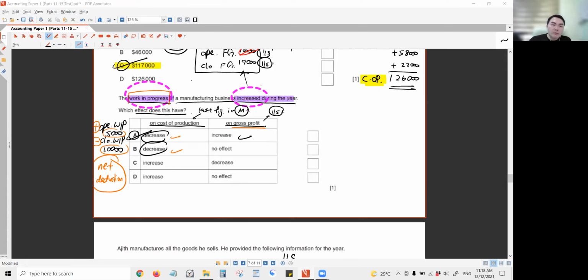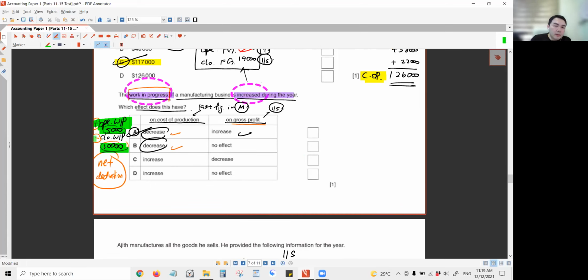In the first place, you know work in progress decreased, right? Work in progress has decreased. Let's say you are working through the manufacturing account. Here you arrive at prime cost 100,000. Then you plus production overhead, maybe 5,000. Then you get what? 105,000.